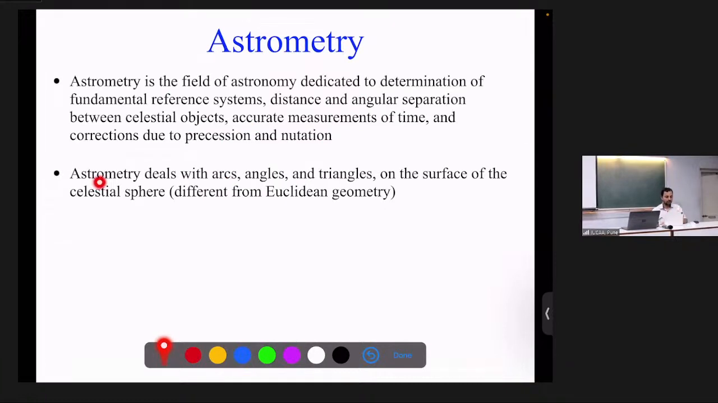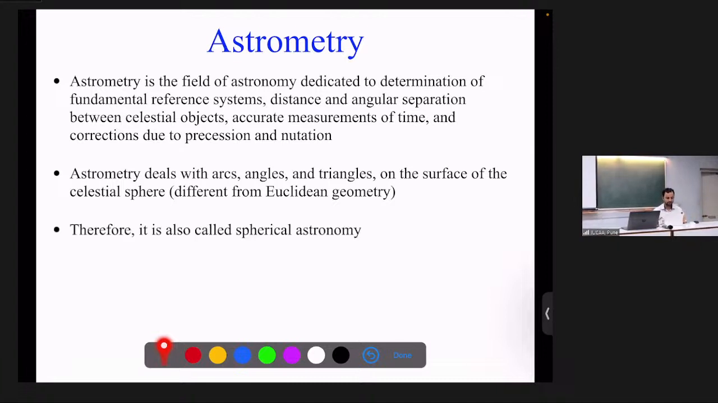Astrometry deals with the arcs, angles, and triangles on the surface of the celestial sphere. And this is different from Euclidean geometry. Euclidean geometry is our planar geometry, where the sum of the angles of a triangle is 180 degrees. But in spherical astronomy, this may not be so. Like when you draw a triangle on the surface of a sphere, the angles may not be what you expect from plane geometry. So for the rest of the lesson, we will assume it's a perfect sphere.